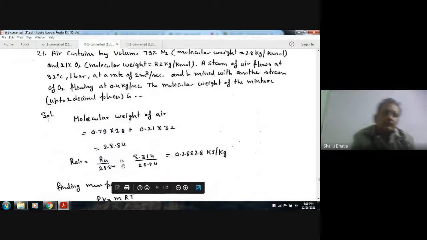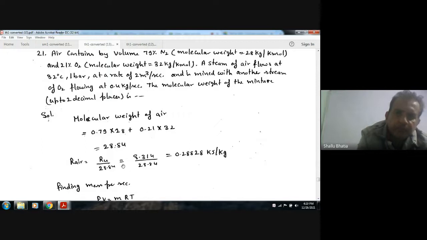Next, air contains by volume 79% N2, molecular weight 28 kilogram per kilomole, and 21% O2, molecular weight 32 kilogram per kilomole. A stream of air flows at 32 degrees Celsius, 1 bar, at a rate of 2 meter cube per second, and is mixed with another stream of O2 flowing at 0.4 kilogram per second. Find the molecular weight of the mixture.